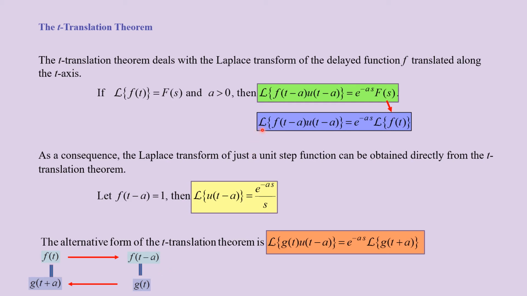It says the Laplace transform of f(t − a)u(t − a). Now we can change it into the Laplace transform of g(t)u(t − a), because f(t − a) is equal to g(t), and this is equal to e^(−as) times the Laplace transform of f(t). Now this f(t) is replaced by g(t + a). So this is the alternative form of the t-translation theorem, and I will explain later when to use this formula or this operational property.